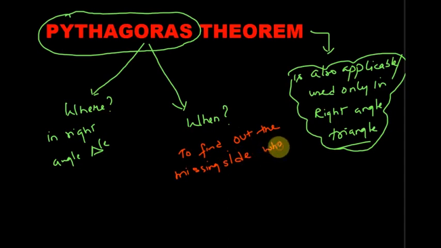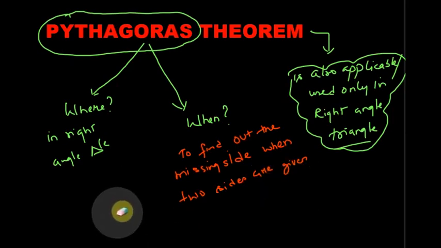when two sides are given, okay. Now how are we going to find out that side? That we'll learn while solving the problems, okay. Just remember that Pythagoras theorem is applied in right angle triangle, and when to apply: to find out the missing side when two sides are given, okay.